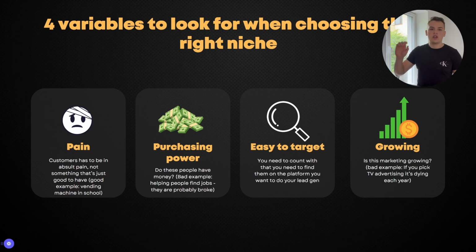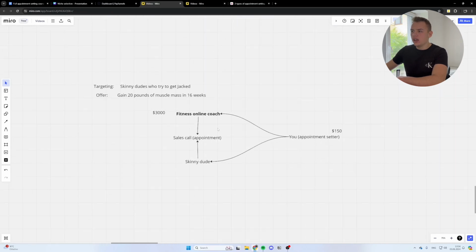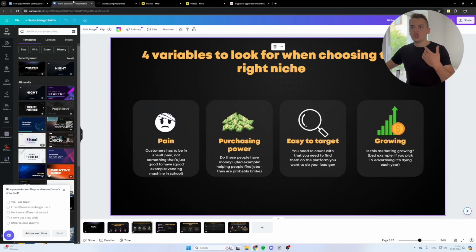So these are the 4 really important variables you need to look at when choosing the right niche, okay? But I don't know if I explained it correctly. I explained everything, but I didn't explain how to actually schedule those sales calls, okay? You will just message people on social media to ask if they are interested in the offer from the person that you are working for. If they say yes, you can just send them the link to book a call, okay? This is just the one thing that I wanted to show you, okay? So let's get back into this.